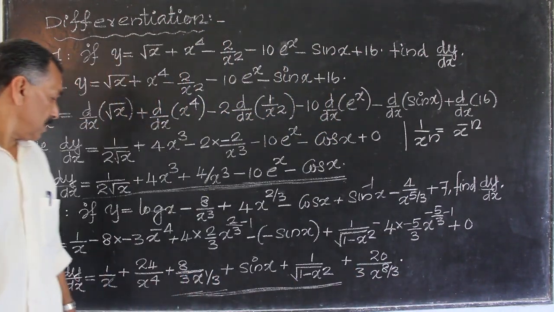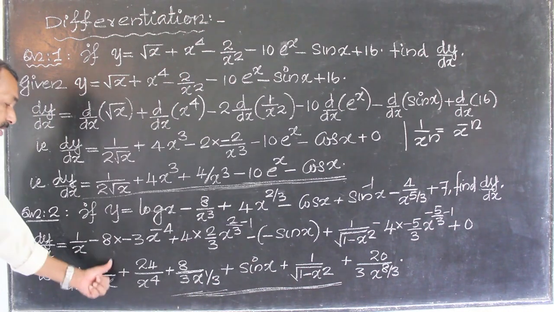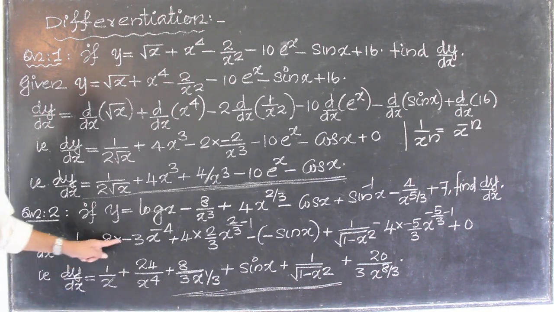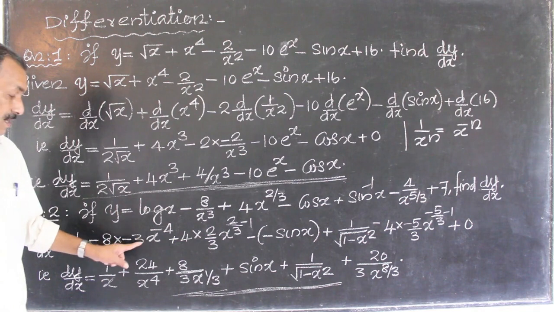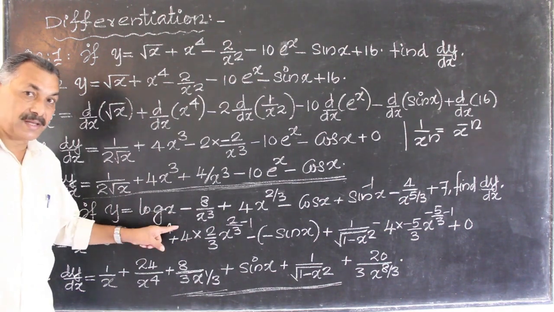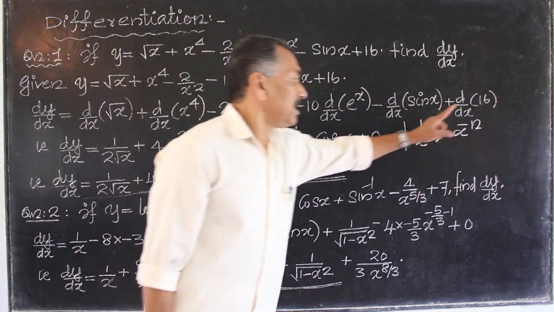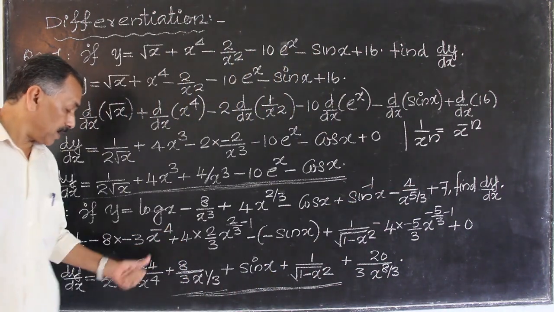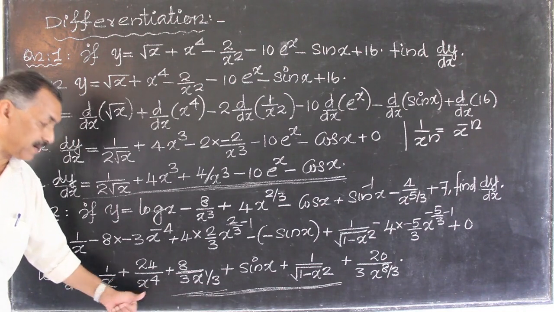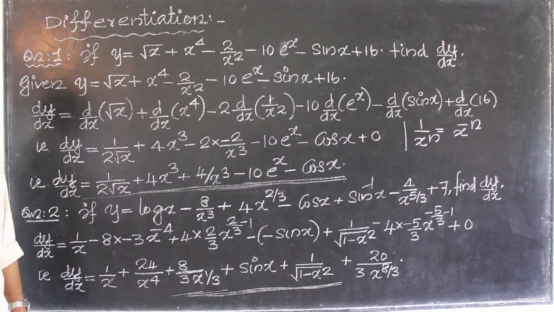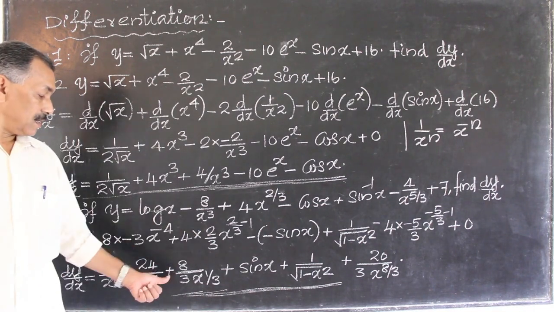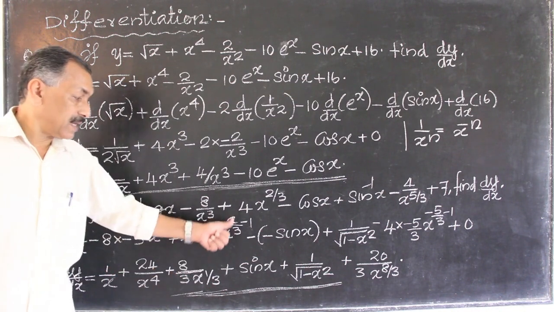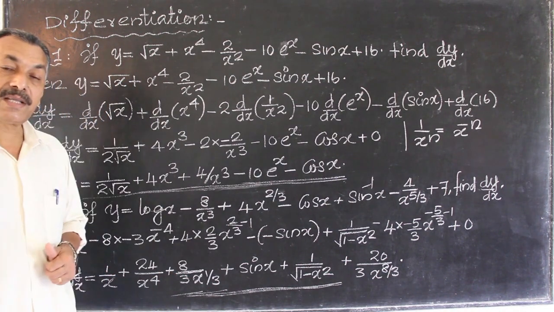Okay? That is dy by dx is equal to 1 by x. Minus into minus is plus, 24 into x raised to minus 4. x raised to minus n is equal to 1 by x raised to n, so x raised to minus 4 is 1 by x raised to 4. That is 24 divided by x raised to 4. Plus 8 by 3 into x raised to 2 by 3 minus 1. What is 2 by 3 minus 1?